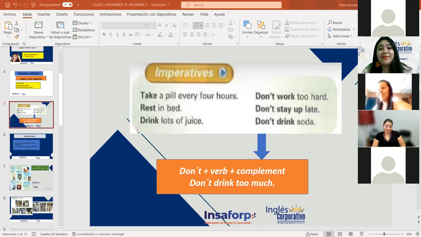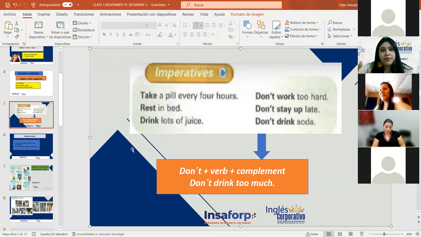Okay, excellent, Gloria. Now, listen, usually, Gloria, when we are giving instructions, we don't get our own subject into the instructions, right? We don't say I, no. We usually say don't, or we say the verb just right on the top, right? We don't include the subject, right? Because we are giving an instruction.